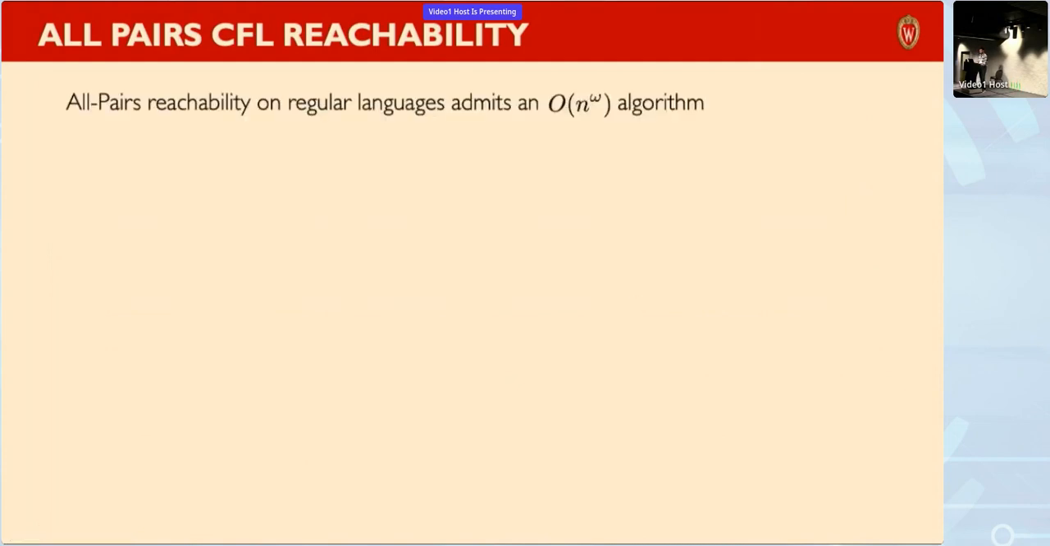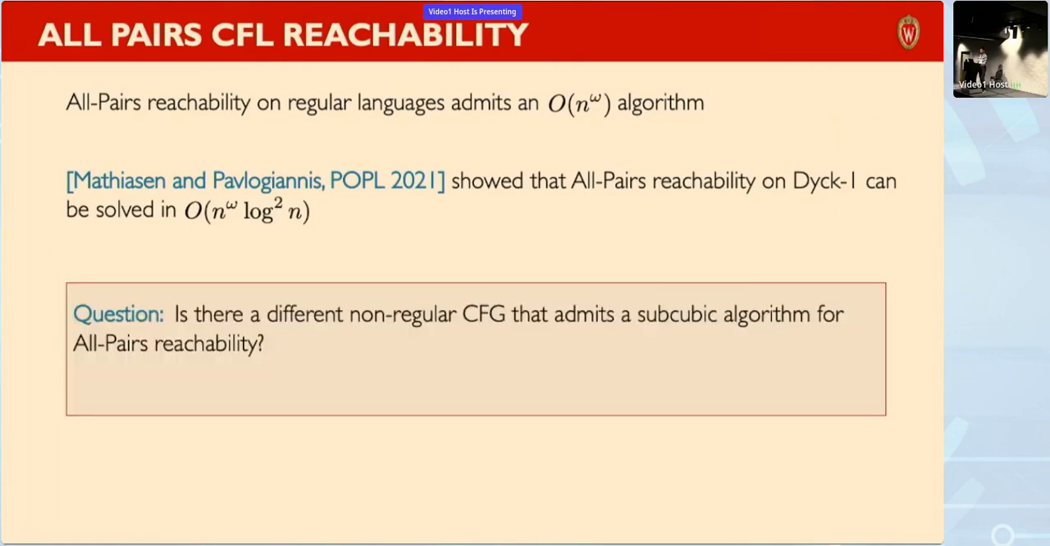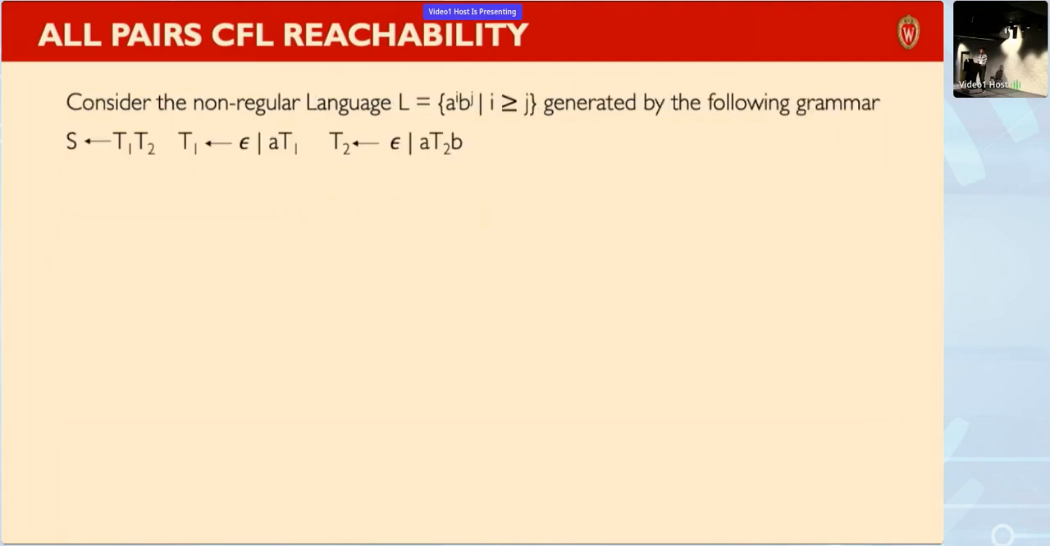Okay, so the next result I highlight is all-pairs CFL reachability. For regular languages, it's already known that there is an n to the omega algorithm. And prior work has shown that for Dyck-1 all-pairs reachability, you can get an n to the omega log squared n algorithm. So the question is, does there exist a non-regular CFG that admits a subcubic algorithm for all-pairs reachability? And the answer is yes.